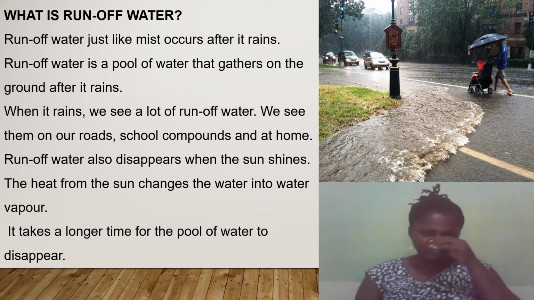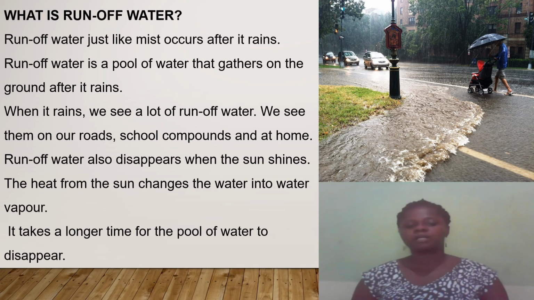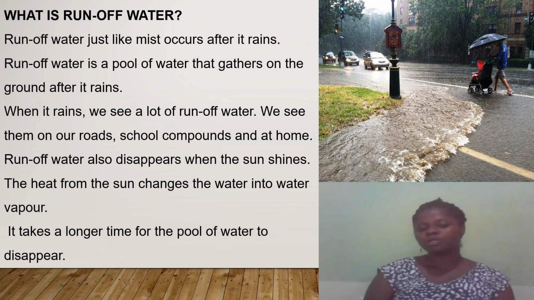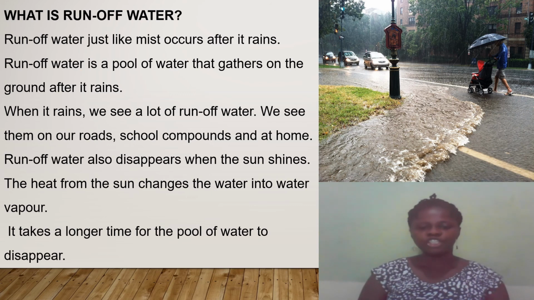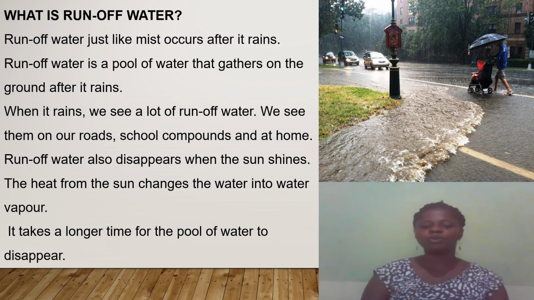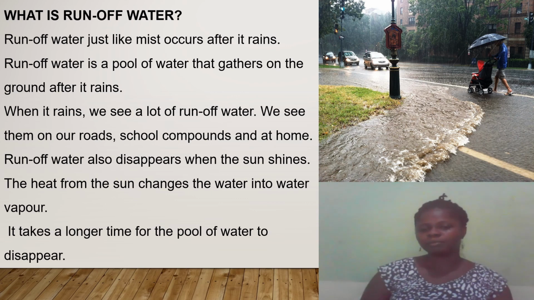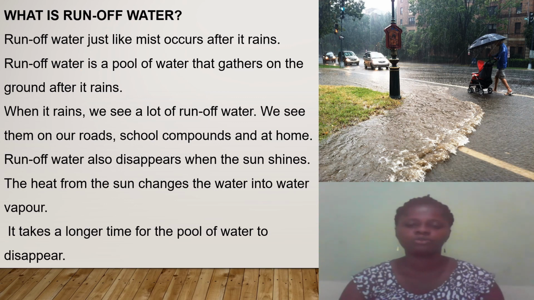Right, so when it rains, we see a lot of runoff water, and we see them on our roads, school compound, and at home. Runoff water also disappears when the sun shines. The heat from the sun changes the water into water vapor, and it takes a longer time for the pool of water to disappear, unlike the mist, okay. So runoff water takes a longer period to disappear.